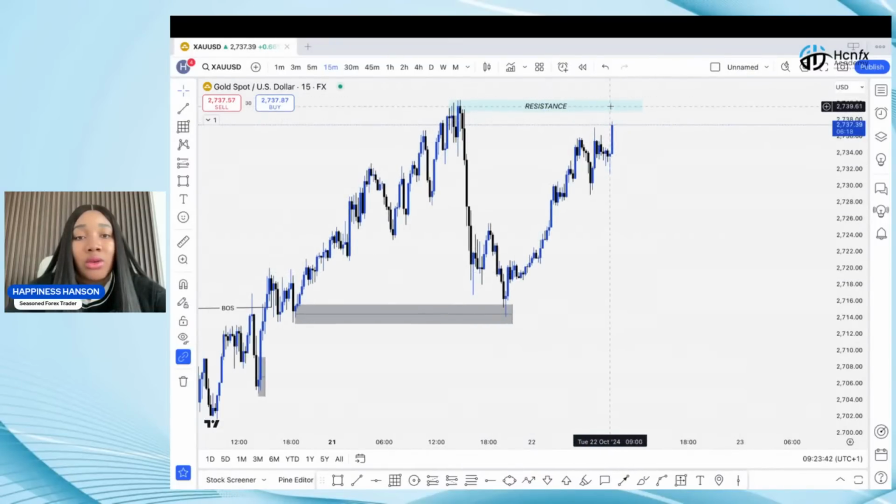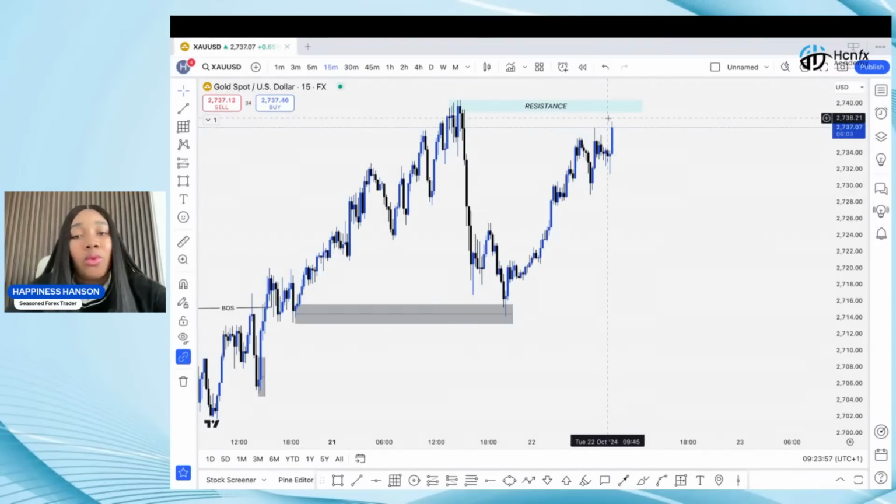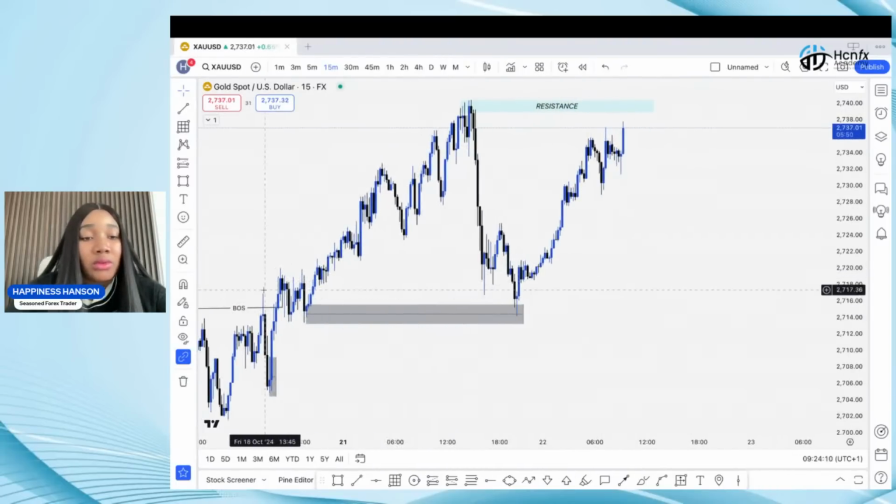We'll be looking to catch a correctional movement from here. So we're going to wait. If we get a break of structure to the upside, we'll know that the market is still bullish, and we'll look out for the most recent origin to buy gold. For now, this particular buy has played out, and I believe most people were able to catch it.